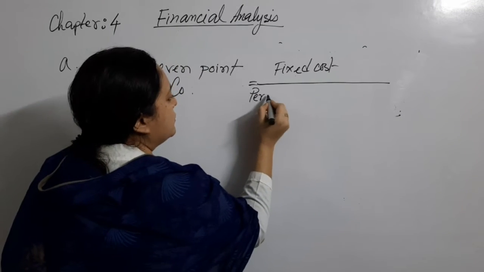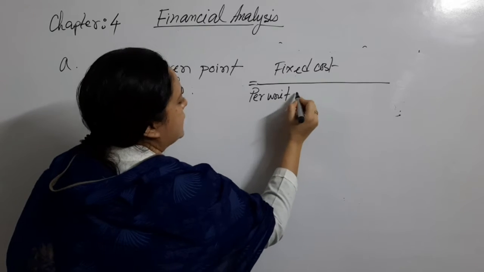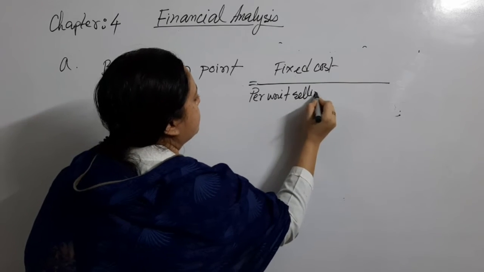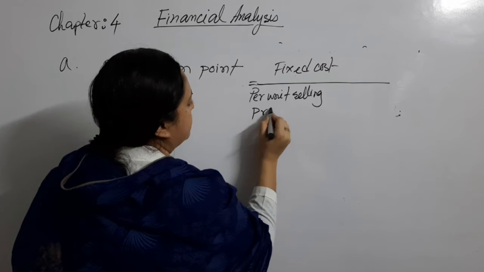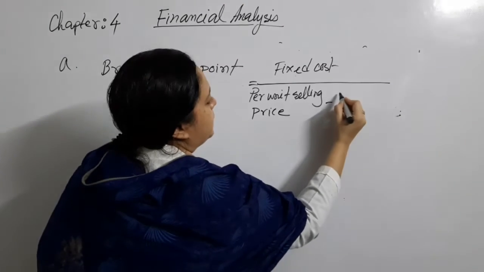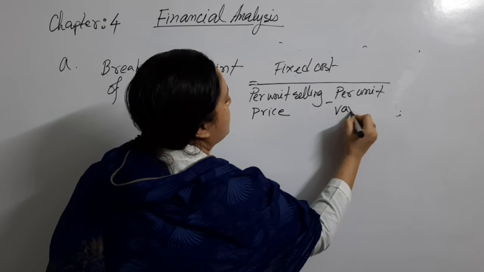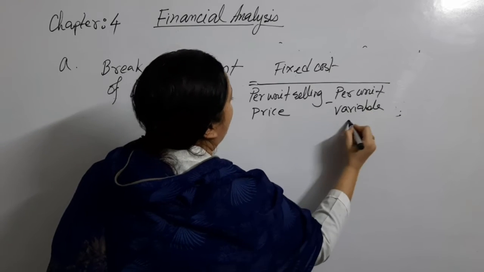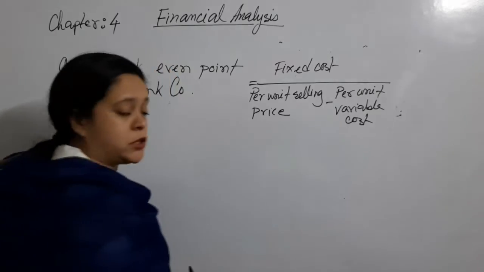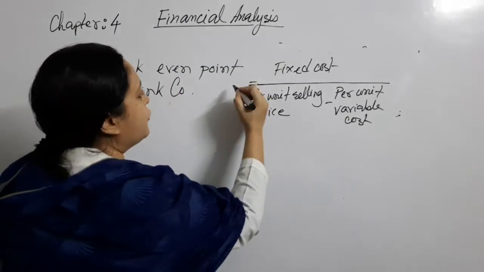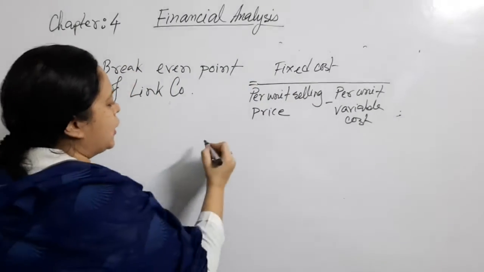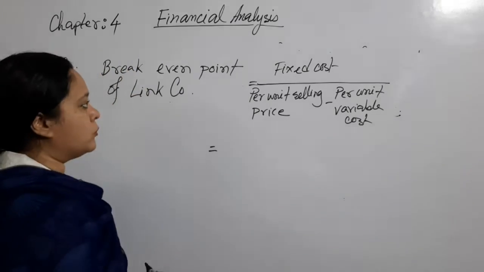per unit selling price minus per unit variable cost, or we can say production cost also. Here is the formula of break-even point. Now I am putting all the values in the formula.